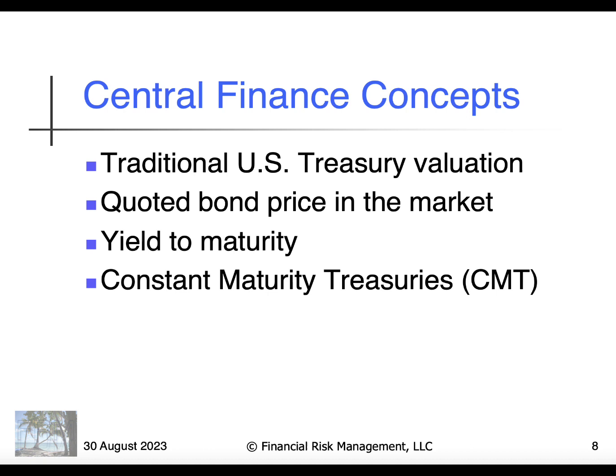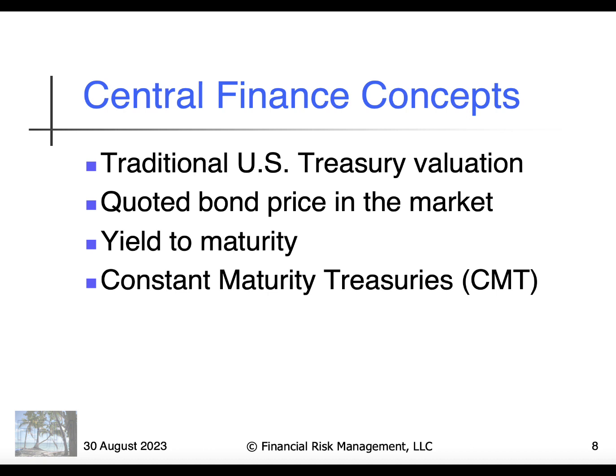The central financial concept of traditional U.S. Treasury valuation, the way I see it, is kind of like a hamster running in a circle. It's simply a tautology. You start out with the yield to maturity. That yield to maturity yields a quoted bond price once you adjust for accrued interest. Well, where did that yield to maturity come from? The input was the quoted bond price adjusted for accrued interest. And so you just run in a circle. You really haven't done any kind of independent valuation.